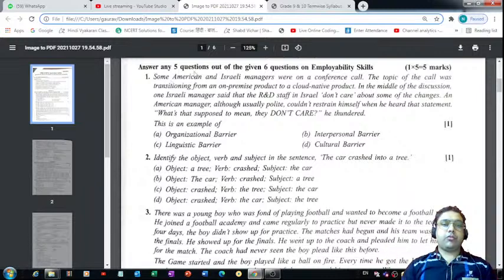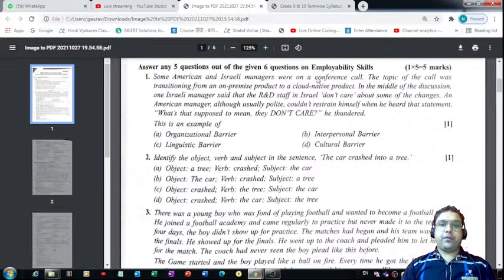In the question, there are 2 different groups. The first group is from America, and the second one is from Israel. America has its own language, Israel has its own language. So from the question itself, from the first line itself, it is very clear that the correct answer is linguistic barrier, but no problem.